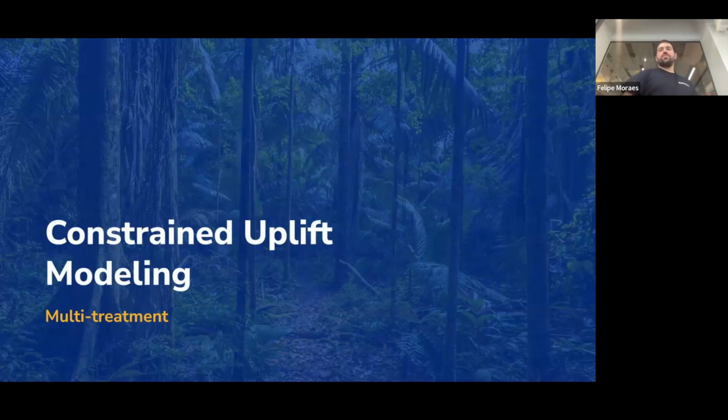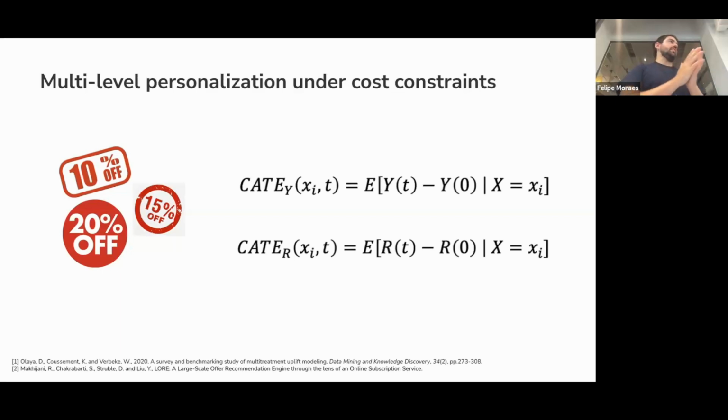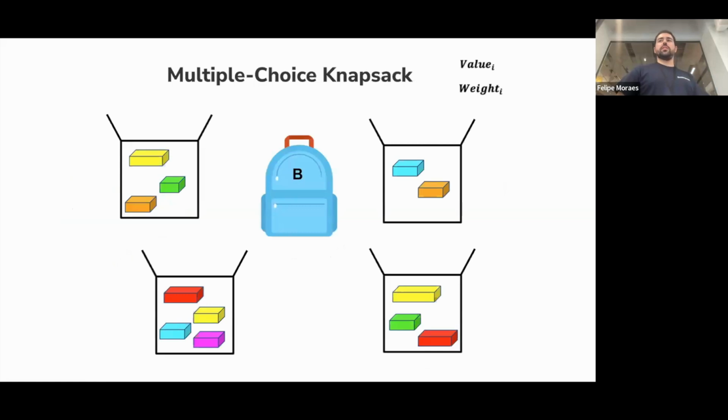Okay, constrained uplift model for multiple treatments. For multiple treatments, you can imagine that you can either give multiple discounts or give disparate things that have nothing in common. So you compare, for example, sending an email with giving a discount: what's the best option? And so you have this CATE, the conditional average treatment effect, and you can do the same thing, you just have more treatments that you are comparing.